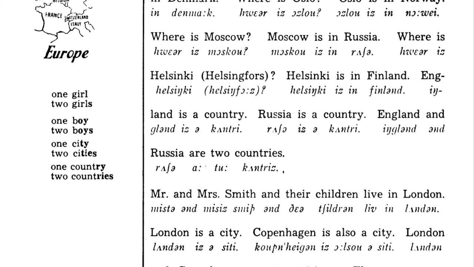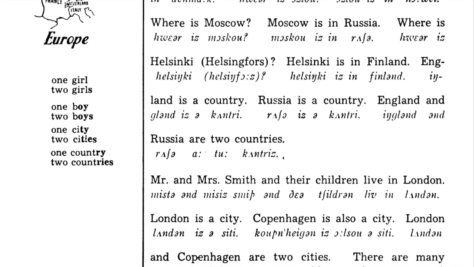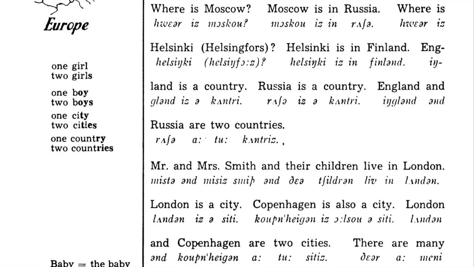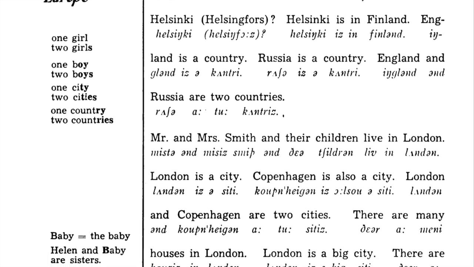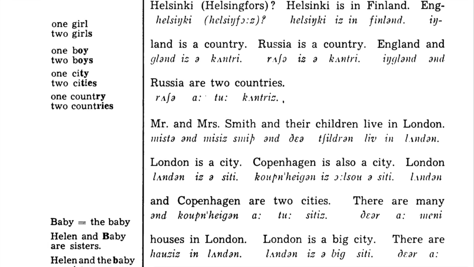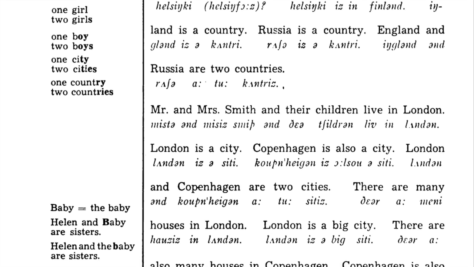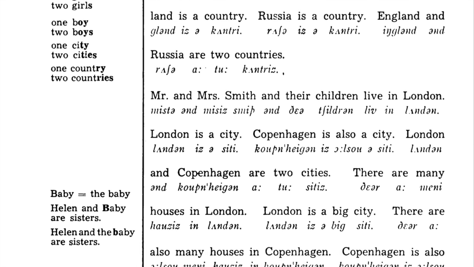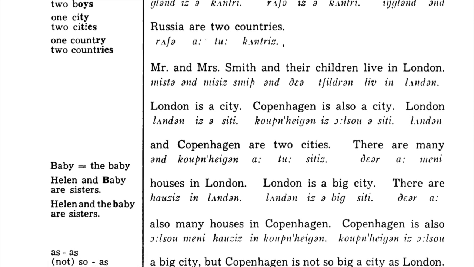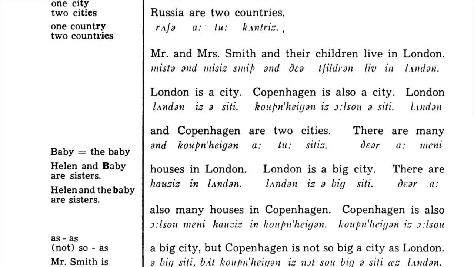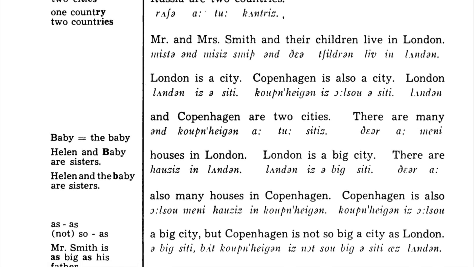England is a country. Russia is a country. England and Russia are 2 countries. Mr. and Mrs. Smith and their children live in London. London is a city. Copenhagen is also a city. London and Copenhagen are 2 cities.